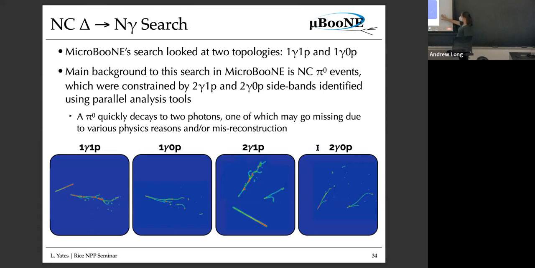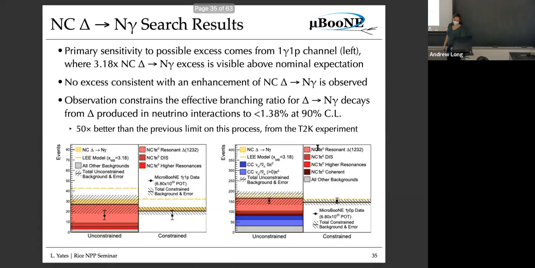And in this case, the backgrounds and the systematic uncertainties on them were also constrained using a sideband selection. In this case, the main backgrounds are from neutral current events that produce a delta resonance that produces a pi zero. That pi zero decays to two photons, so you get these two gamma events. If one of those gammas isn't reconstructed or gets eaten, they migrate into the 1 gamma 1p or 1 gamma 0p channel. But a sideband measurement of these was used to constrain the backgrounds. Actually similar to the analysis I think that MiniBooNE used.